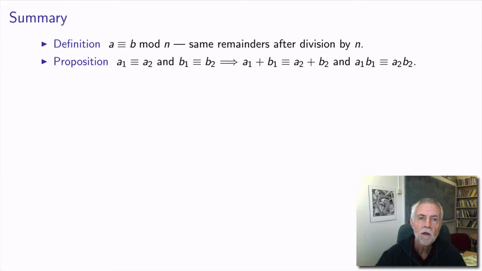And then we saw that when we're adding or subtracting two numbers, or multiplying two numbers, then the result modulo n depends only on the original numbers themselves modulo n. So if a1 and a2 are equal modulo n, and b1 and b2 are equal modulo n, then a1 plus b1 and a2 plus b2 are equal to one another modulo n, and the same for subtraction and the same for multiplication.